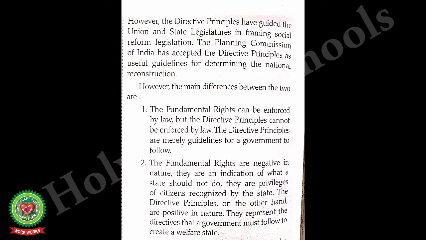However, the main differences between the two are, number one, the fundamental rights can be enforced by law, but the directive principles cannot be enforced by law. The directive principles are merely guidelines for a government to follow. Number two, the fundamental rights are negative in nature. They are an indication of what a state should not do. They are privileges of citizens recognized by the state. The directive principles, on the other hand, are positive in nature. They represent the directives that a government must follow to create a welfare state.